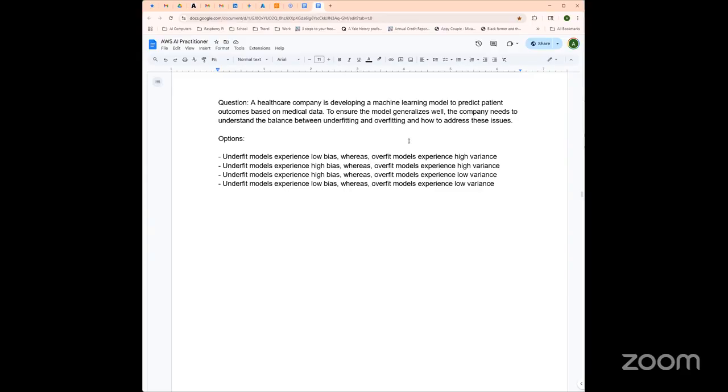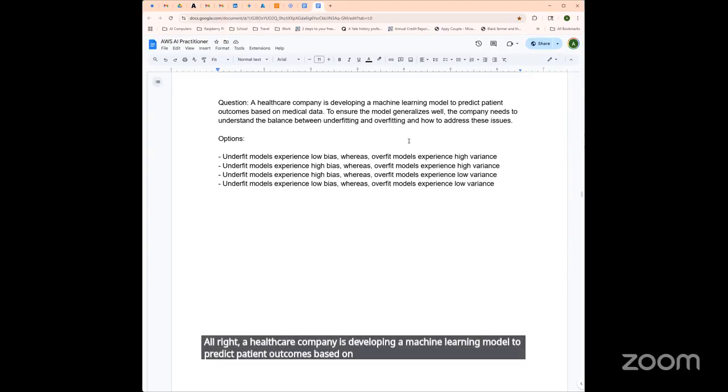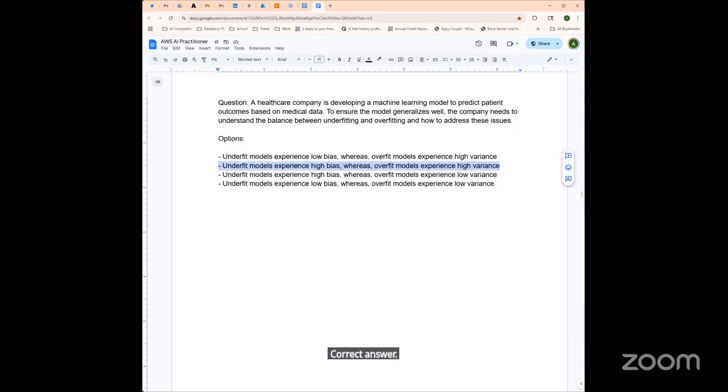All right. A healthcare company is developing a machine learning model to predict patient outcomes based on medical data. To ensure the model generalizes well, the company needs to understand the balance between underfitting and overfitting and how to address these issues. Correct answer: underfit models experience high bias, whereas overfit models experience high variance.